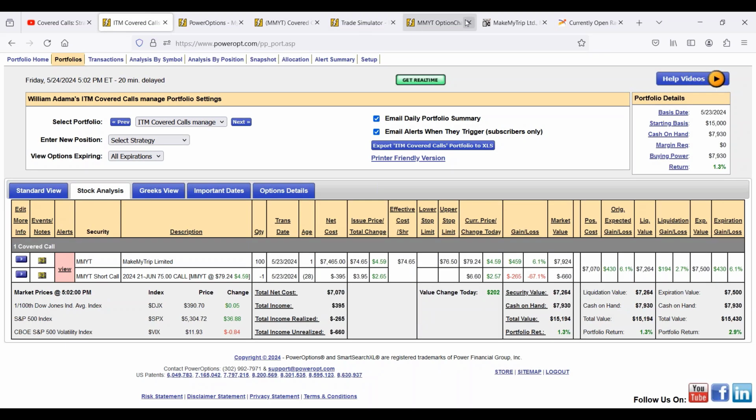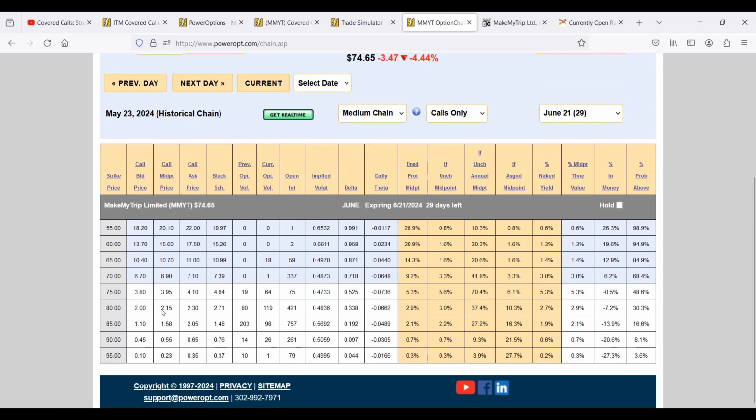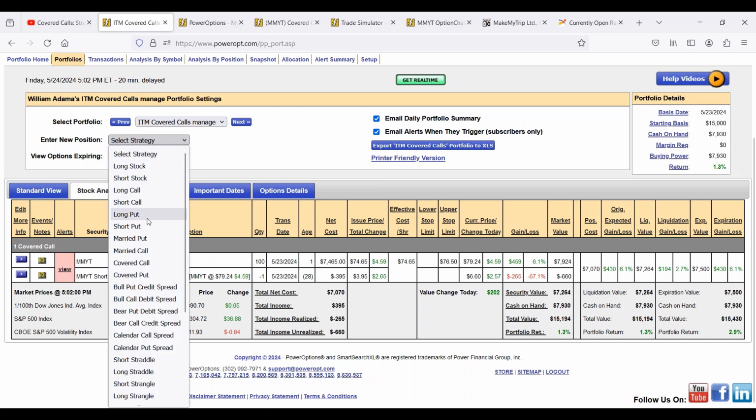So let's go back to our MMYT chain. And let's say that yesterday at 74.65, I went ahead and sold the 80 call for June at 2.15 on May 23rd. And we bought the 85 at 1.58. Now, would this have matched me? No, this is only a 70% probability. So I would have been forced to go here, selling the 85 at 1.58 and buying the 90 at 0.55. That would have been my spread, close to 85% theoretical. Okay, 83.4% theoretical probability. But as an exercise, let's go ahead and enter a bear call credit spread for MMYT.